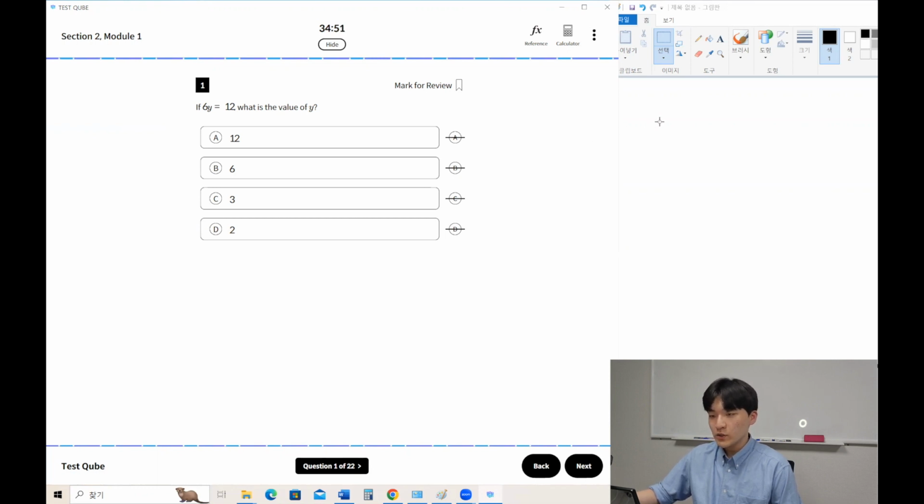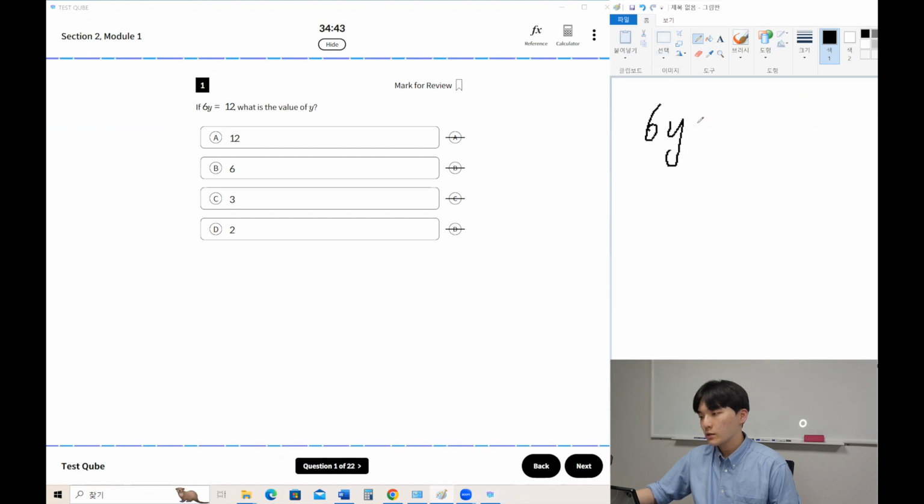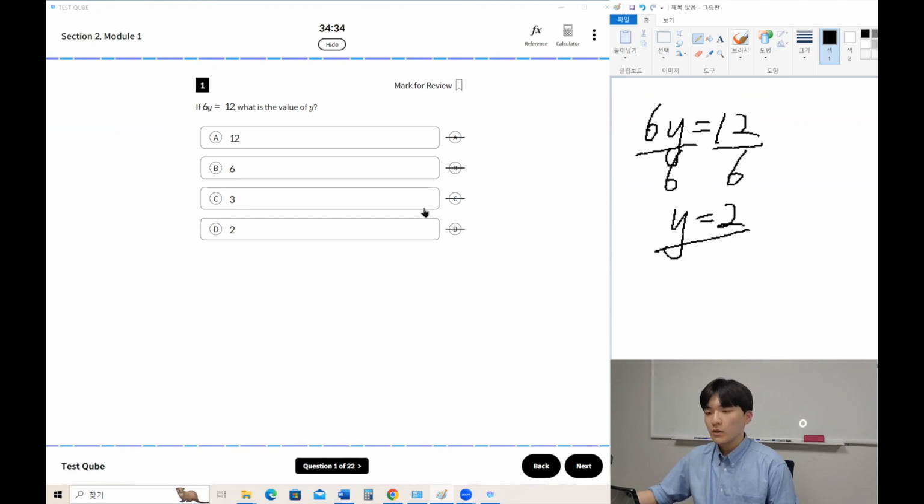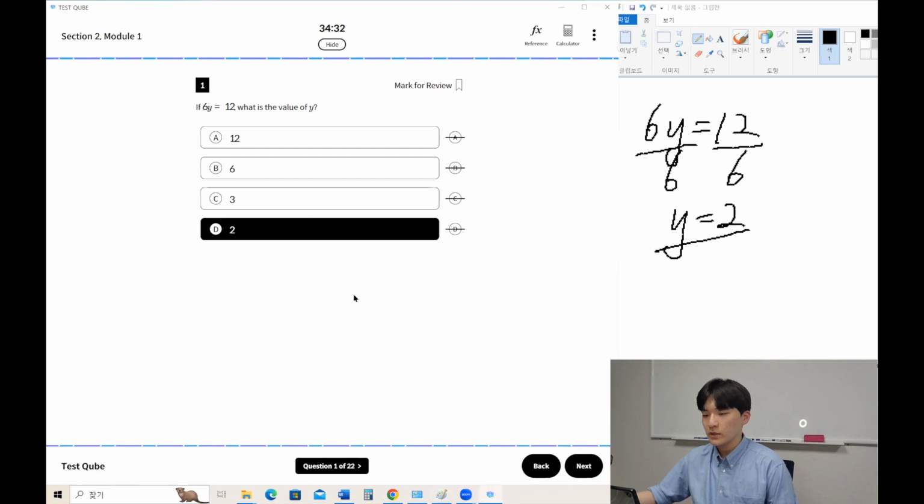If 6y is equal to 12, what is the value of y? You just have to divide both sides by 6. If we do that, 6y is equal to 12. If we divide both sides by 6, then we're going to get y is equal to 2. So what is the value of y? Value of y is 2. Answer choice D. Let's move on.